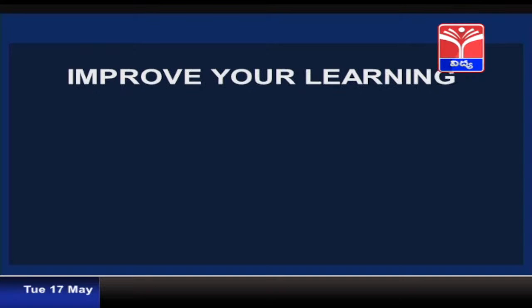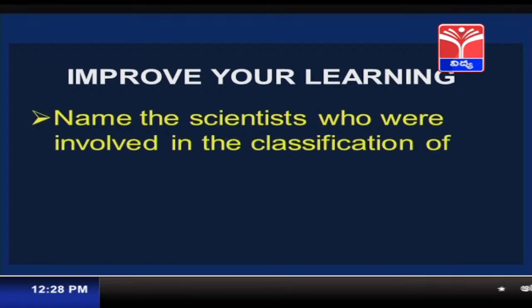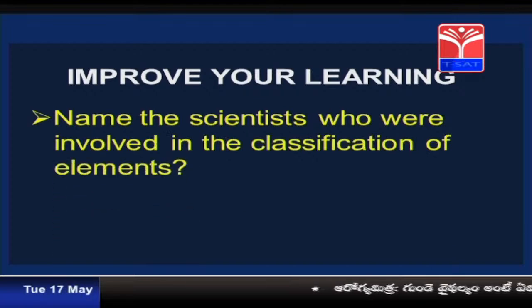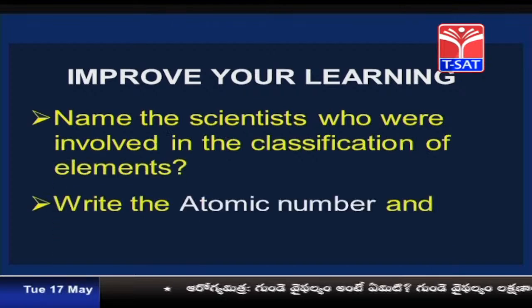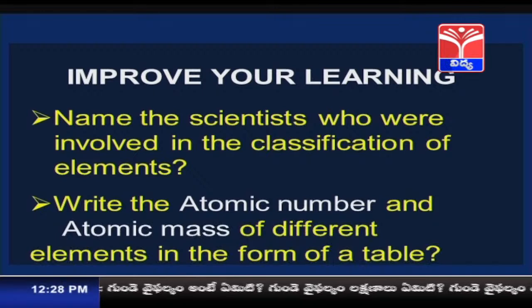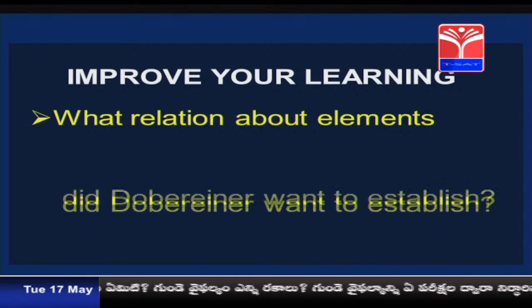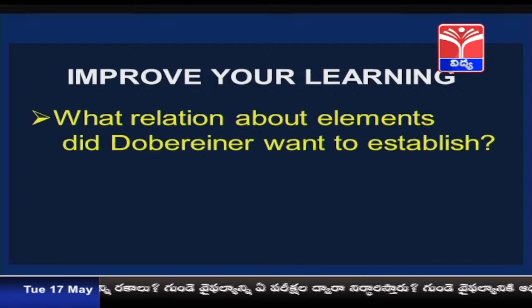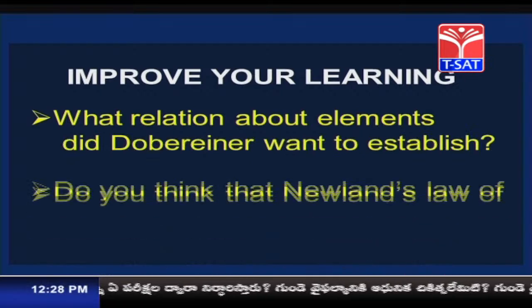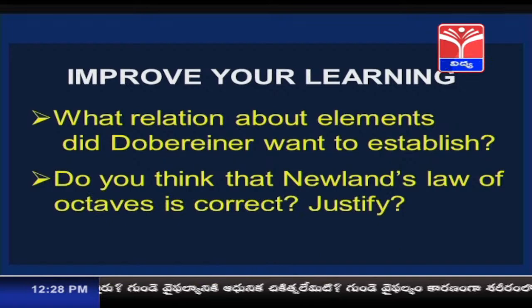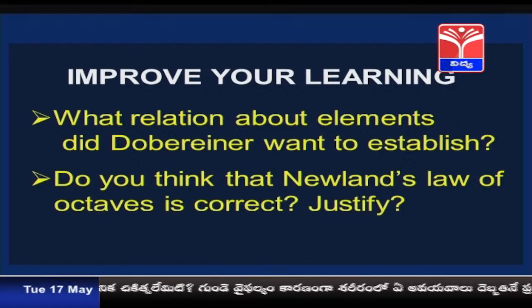Now, children, let us take a small homework. Name the scientists who are involved in the classification of elements. Write the atomic number and atomic mass of different elements in the form of a table column. What relation about elements did D'Aubigné want to establish? Do you think that Newland's law of octaves is correct? Justify.